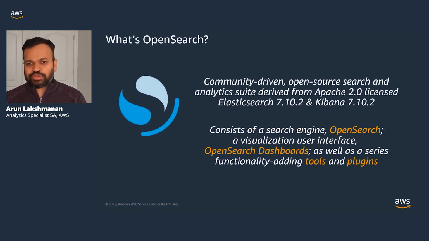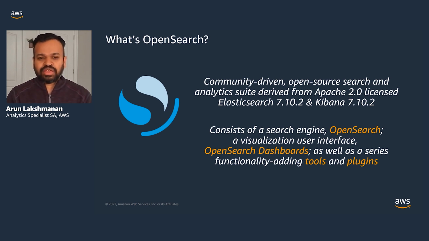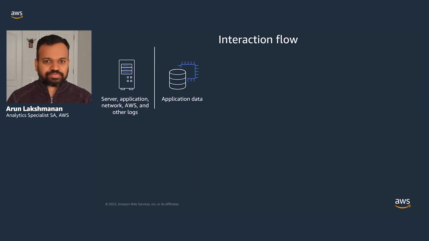OpenSearch is a fully open source, community driven search and analytics suite derived from Elasticsearch 7.10.2 and Kibana 7.10.2. The OpenSearch project consists of a search engine, that's OpenSearch, a visualization engine, that's OpenSearch Dashboards, as well as a set of tools, plugins, and client libraries that make it easy for you to interact with an OpenSearch cluster.